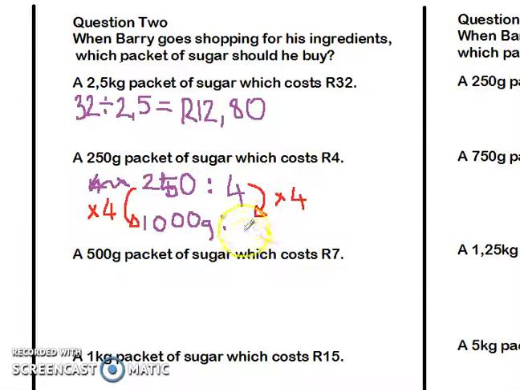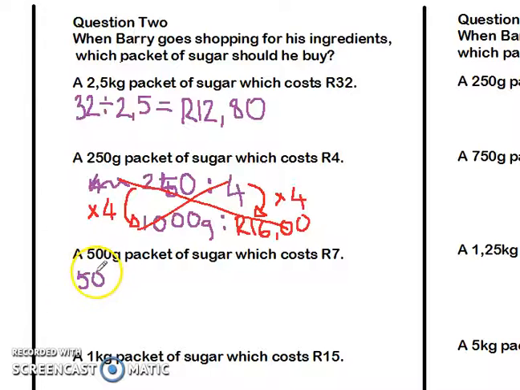Also 4, which gives us an answer of 16 rand per kilogram. Okay, we can see already that this option is not a good option because the option above costs less per kilogram. Okay, I've included another one that's slightly more difficult.